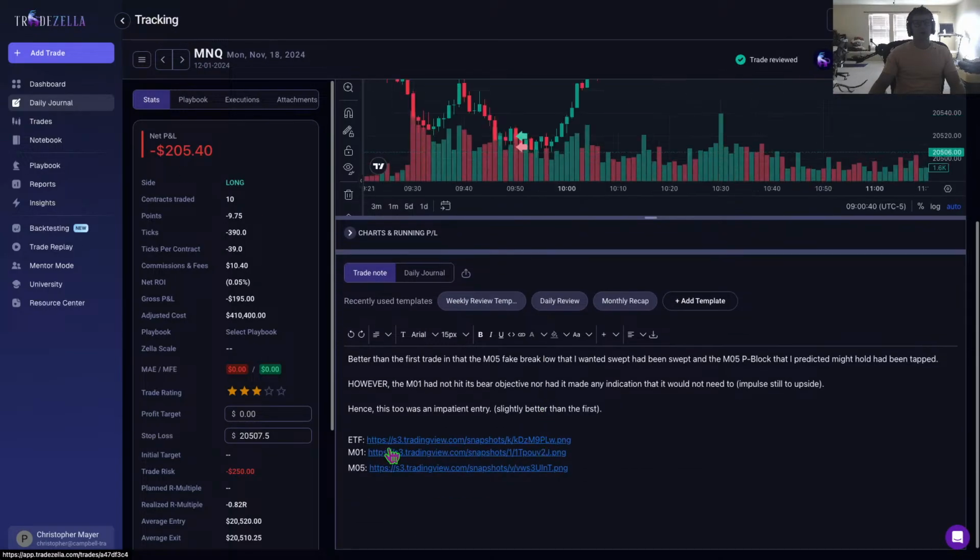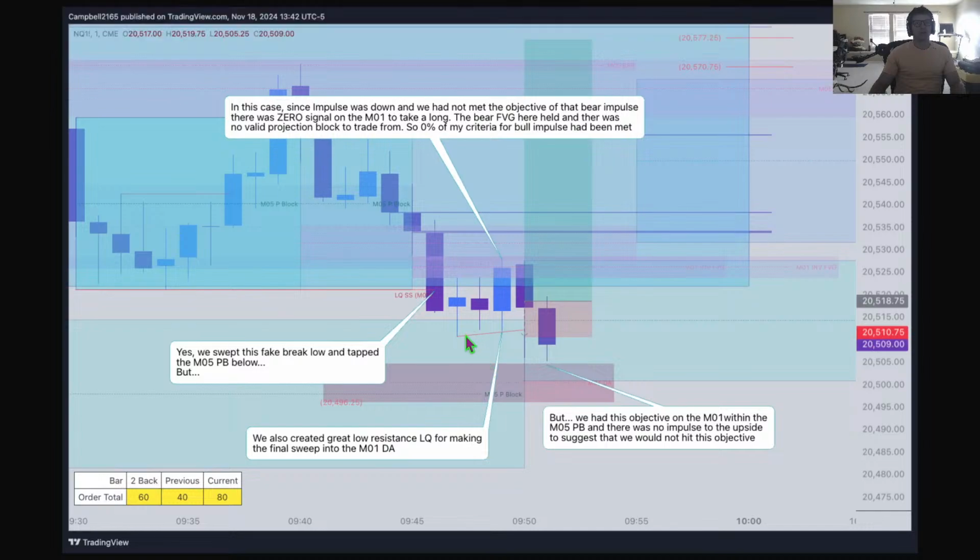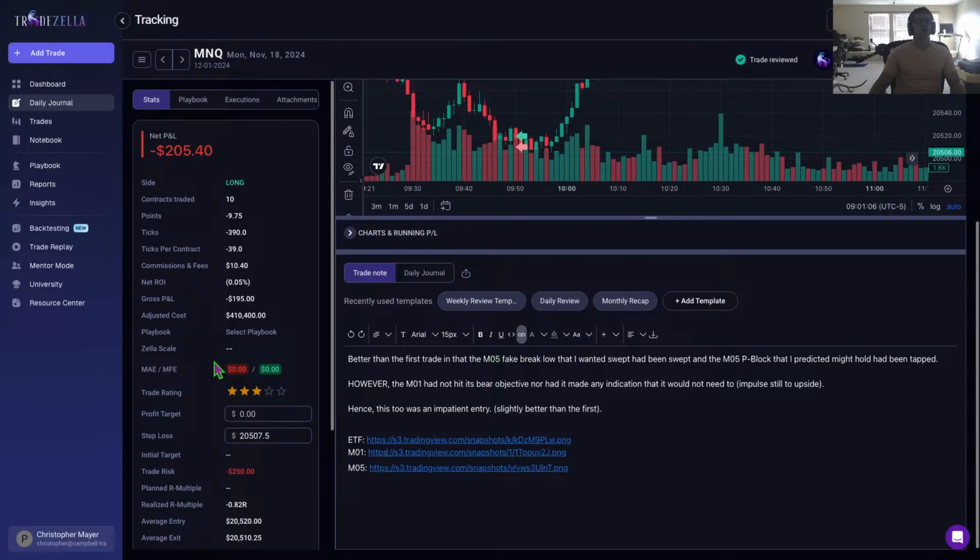And then on this one, similar story, where I had this M1 distribution area down here that hadn't been hit off of this projection block here, I believe, or maybe it was here, I forget. Effectively, I was trading counter M1 impulse, even though I had swept the M5 here. What's not shown here is the daily open was down here as well. So there was draw on liquidity to the downside based on these higher time frame targets.